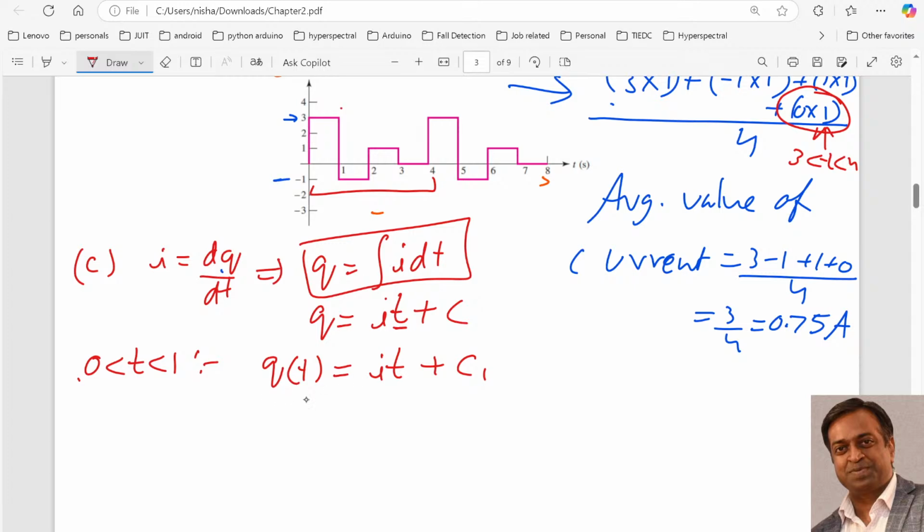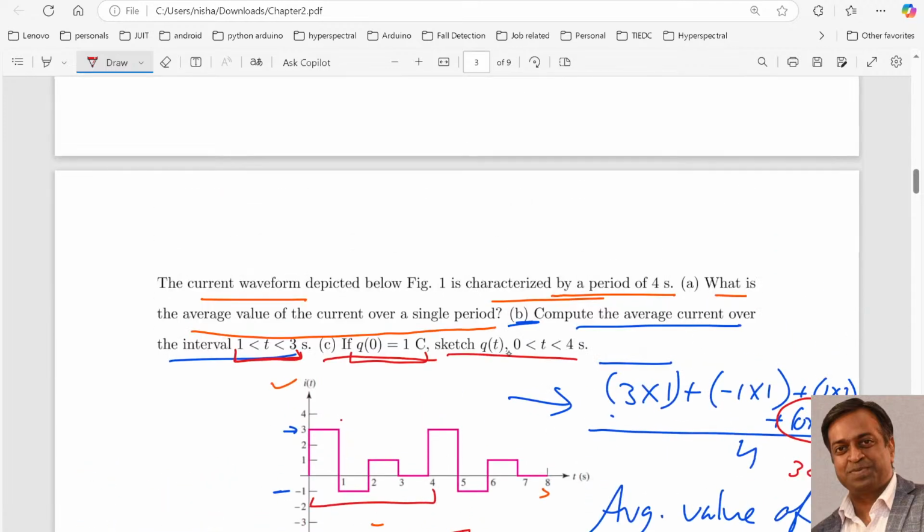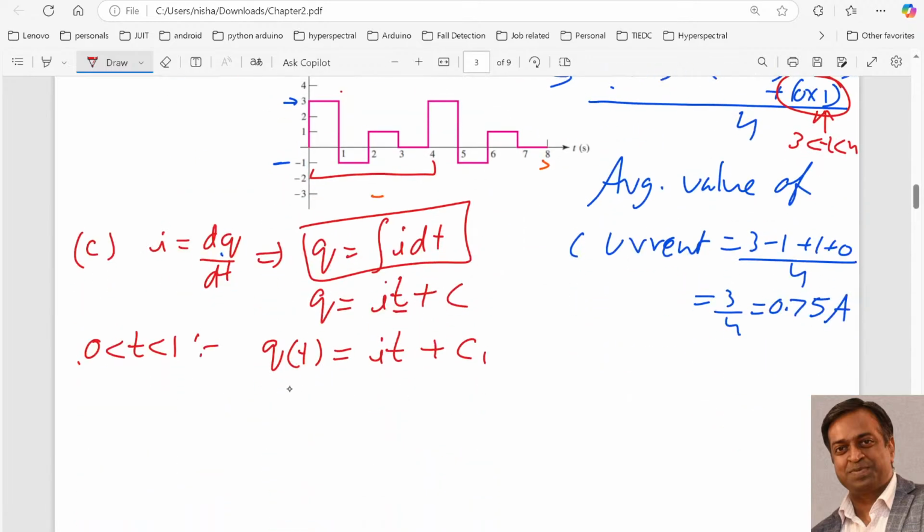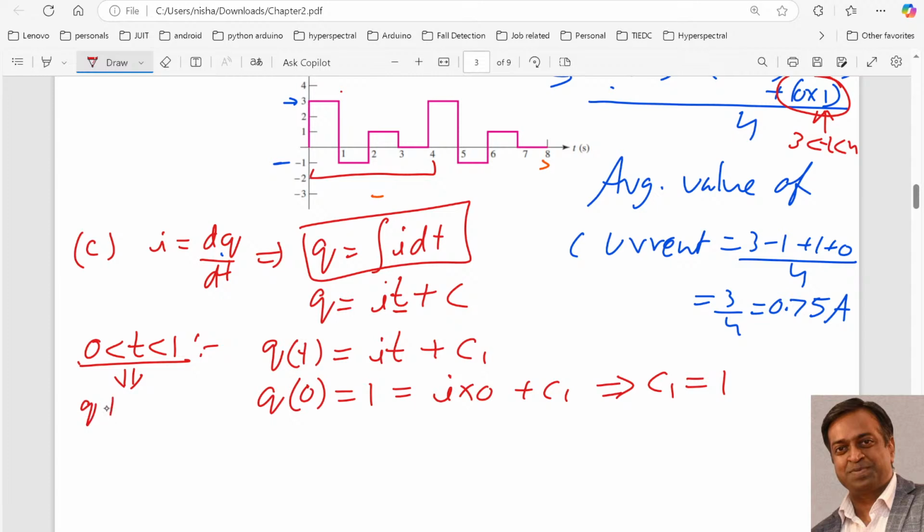To determine the value of c1, we know that it is given that at t equals 0, q is 1. So we put q0 equals 1, which is given, equal to i into 0 plus c1. From here we get that c1 equals 1. So for this range, our q(t) equals it plus 1.